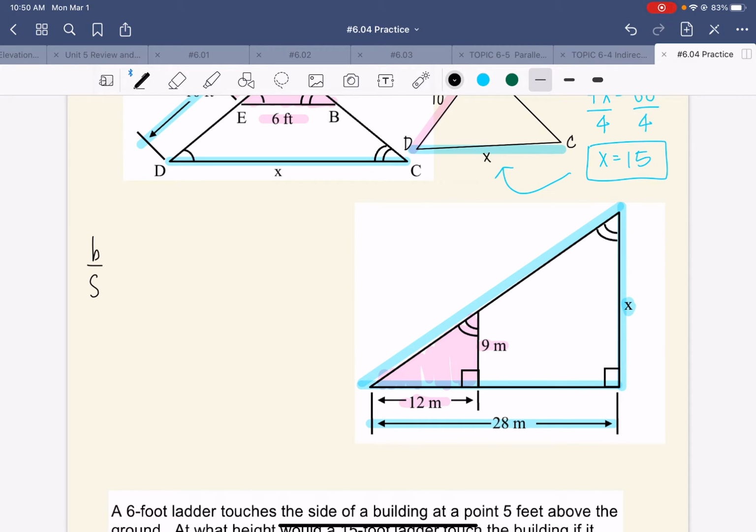A big value of a triangle is, we can use 28, or you can use x, it doesn't matter. So 28. Which side from the smaller triangle corresponds with 28? Well, 12 is in the same position, so 12 will go on the bottom of that ratio. Then we set it equal to the other values of the triangle that weren't used. So we have x, which is part of the big triangle, so that goes on top. And then we have 9.